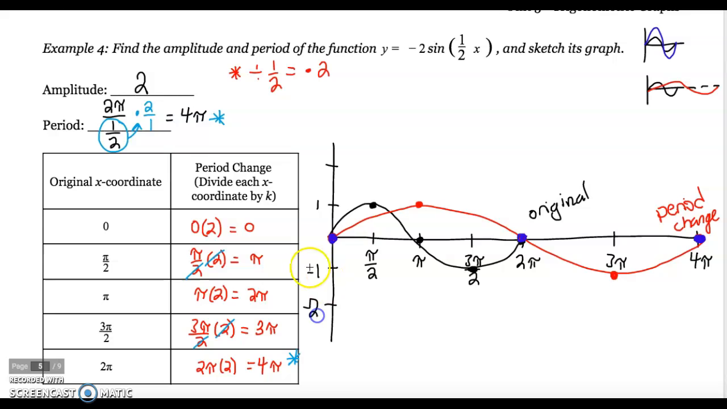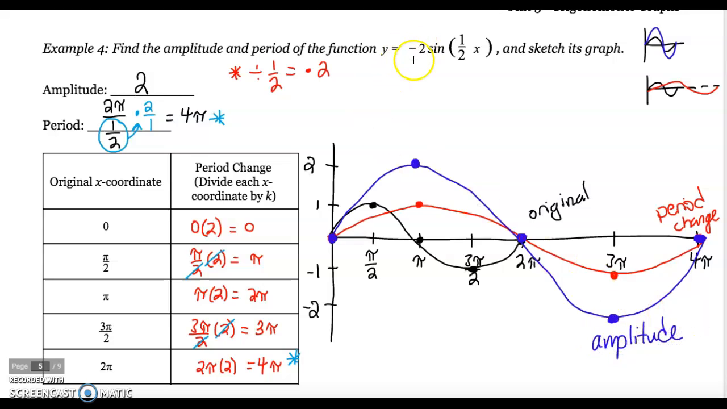We got -2, oops, +2 up there. Okay, so my highest point will stretch up to 2. Instead of going up to 1, it goes up to 2. My lowest point, instead of going down to -1, goes down to -2. And then we have stretched our amplitude. This time I'm just going to write amplitude change on it because we have to come back and deal with this negative number that was up here. So this is the amplitude change.